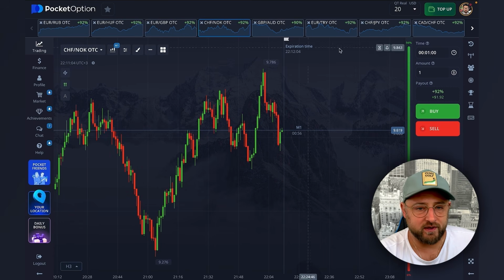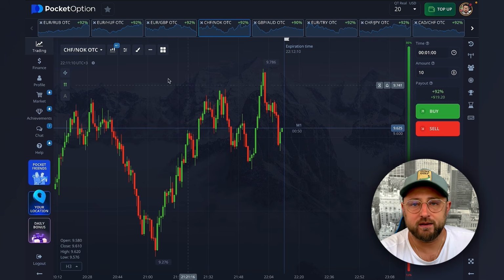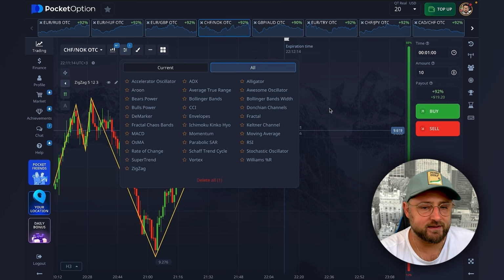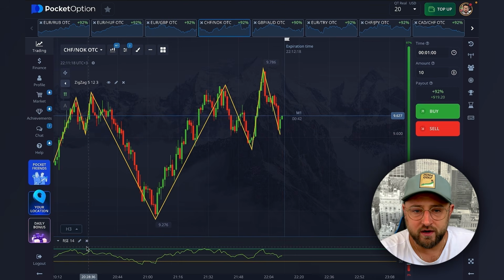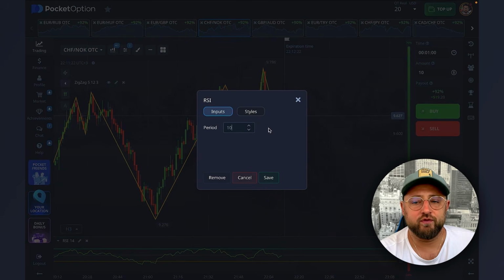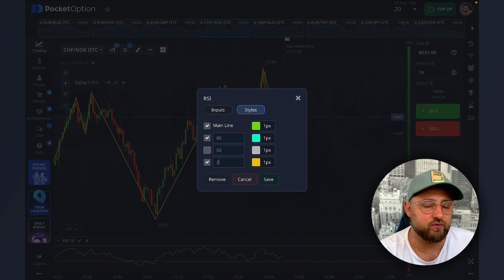So I'm going to split my balance across 2 trades from now. Let's say I'm starting with just $10 out of 20 available. For this setup, I'll be using the zigzag and the RSI indicators. For this part, I'm setting RSI to period 10. I'll remove the midline and change the zones to 80 and 20, which gives us a wider range to work with.